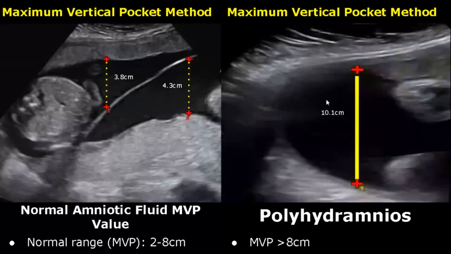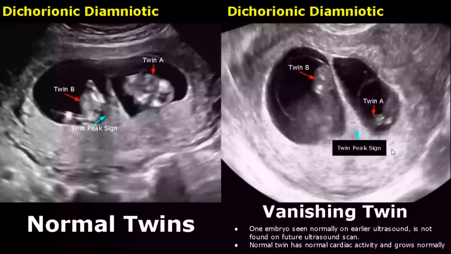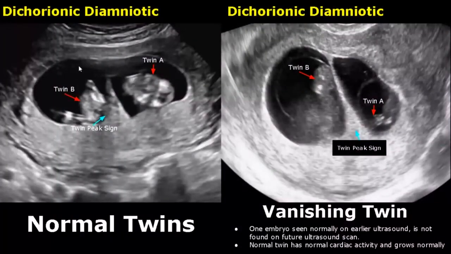In polyhydramnios, there is excessive amount of amniotic fluid. The MVP value will be greater than 8 centimeters. These are dichorionic diamniotic twins. The fetus that is expected to be delivered first is the presenting fetus and is labeled twin A. It will be close to the cervix. The other twin is labeled B.